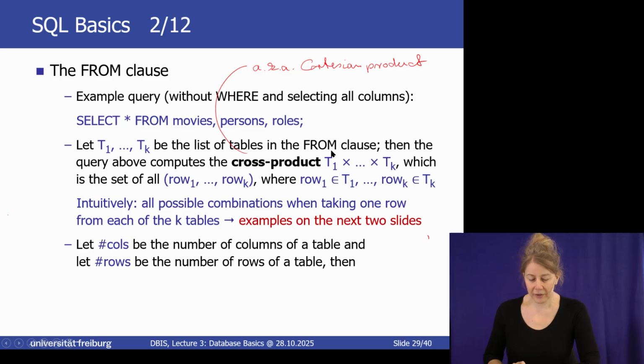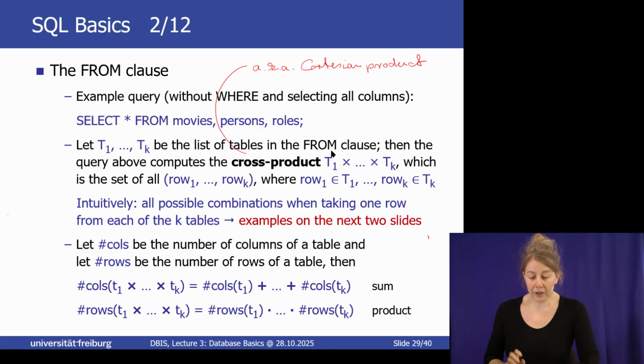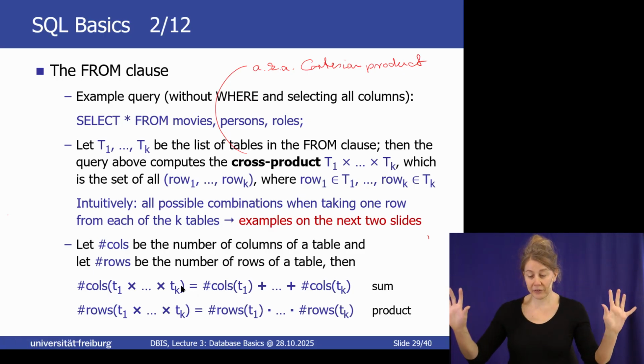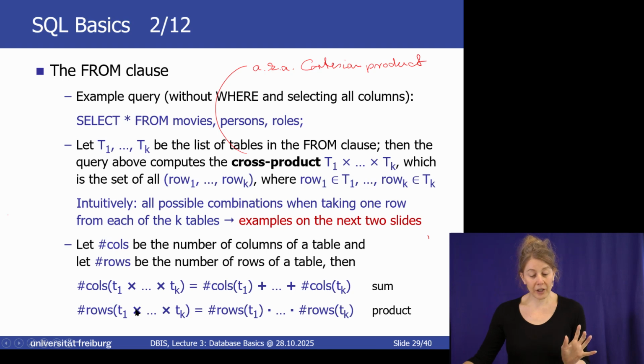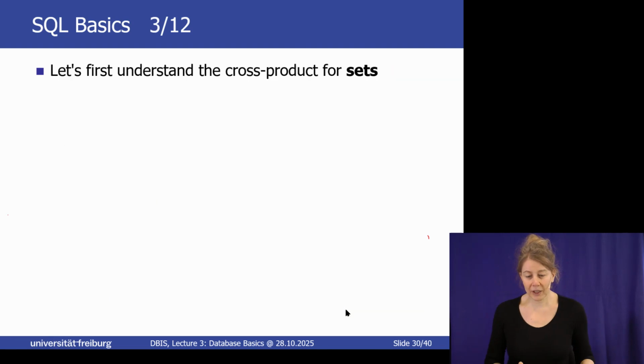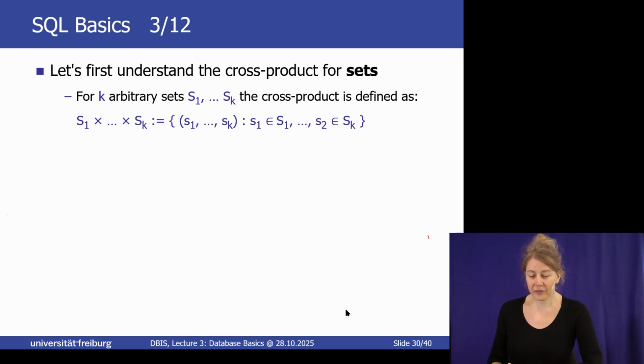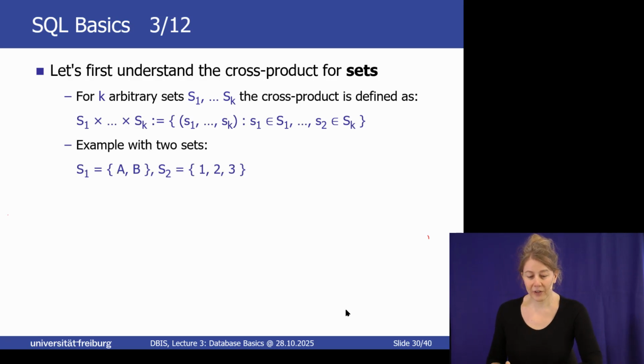We will see that. So in particular, the number of columns in the Cartesian product is you just have all the columns from all the tables. Example will follow. And the number of rows is just the product. And it will become clear on the next slide. Let's first understand cross product for sets. Forget about tables, just sets, and I think this will make it very clear.